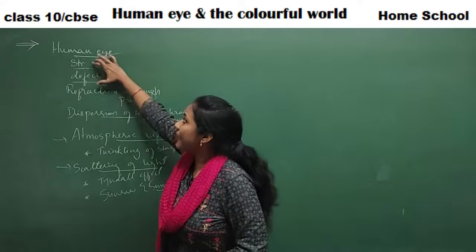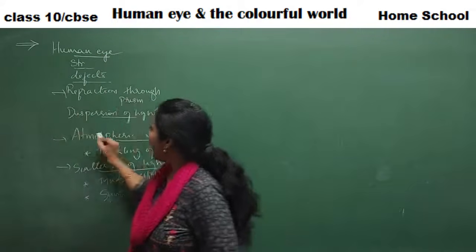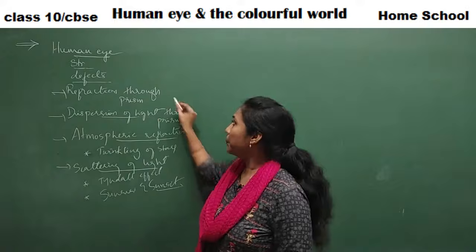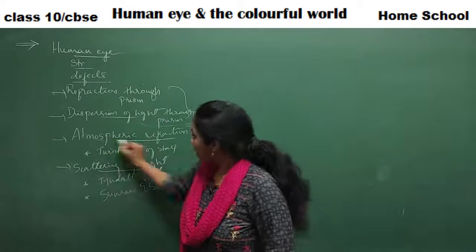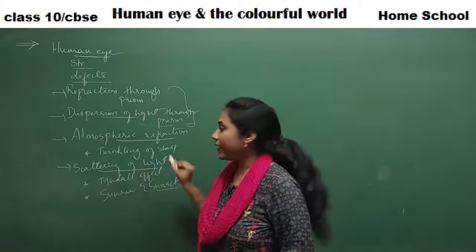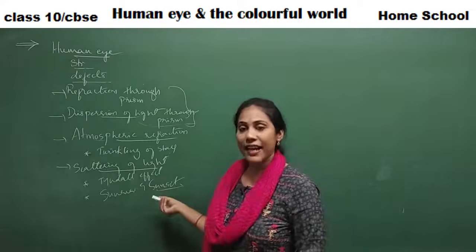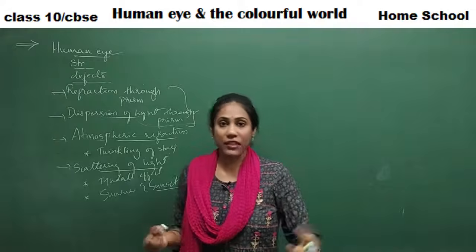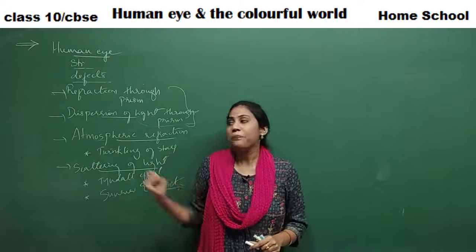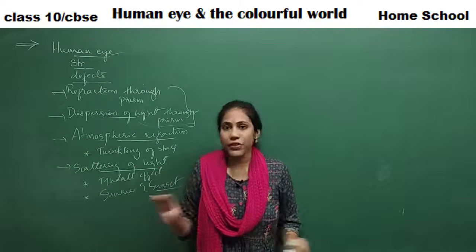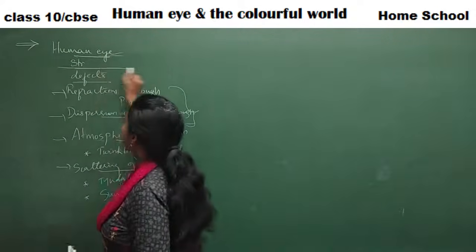So mainly, what are the main concepts you are studying? First thing is human eye, its structure and defects. Later, refraction through prism. After that, dispersion of light through prism. Atmospheric refraction, where you study twinkling of stars. Scattering of light, where you study Tyndall effect, sunrise, sunset, color changes of the sun. Clear? Fine. So this is the whole chapter, very simple chapter. The chapter will get over in 6 to 7 videos. So today I am talking about the human eye and its structure.